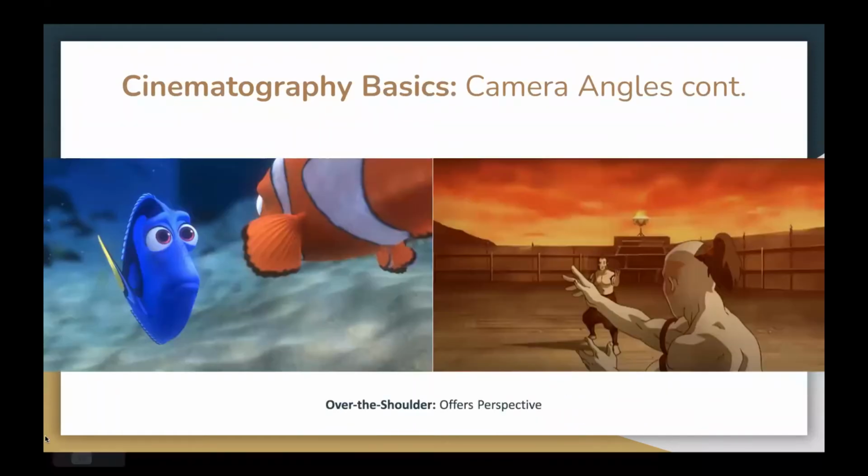And then we're going to talk more about the over the shoulder angles. So this offers perspective. Literally it's like the camera is placed over someone's shoulder, and it can be as far out as the one over here in Finding Nemo, or it can be as close over here as Avatar: The Last Airbender. So it's essentially the camera placed over the shoulder to offer a perspective on that character.